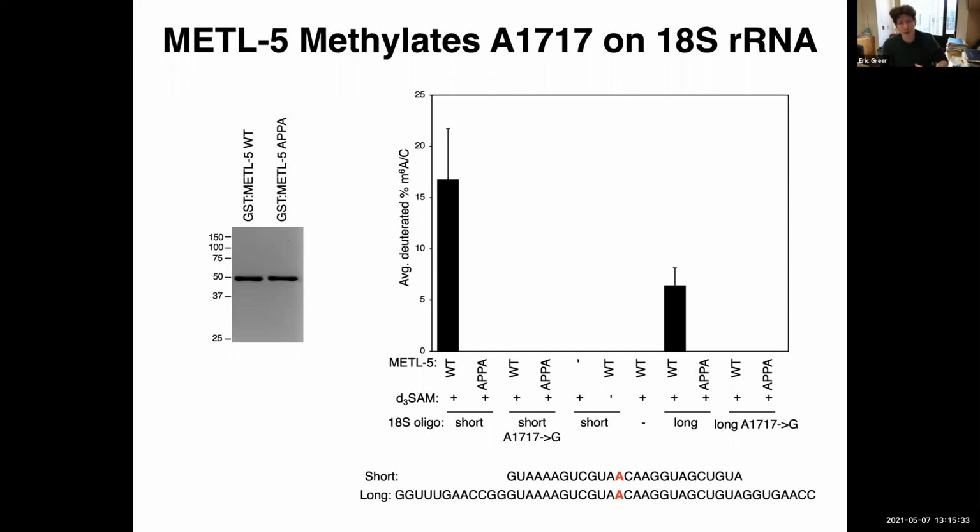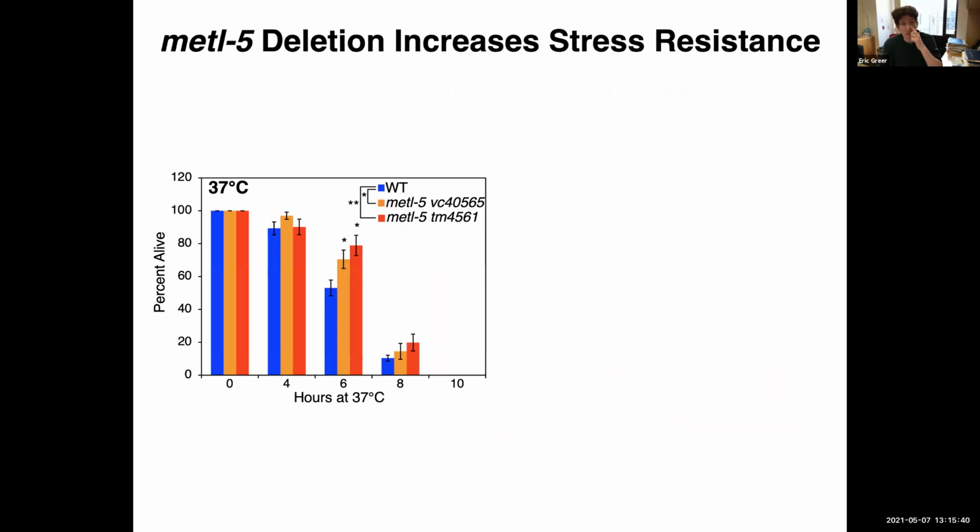Now we wanted to identify what the functional consequences of methylating this particular residue were. And if you recall from my introduction, I had mentioned how people had identified that ribosome heterogeneity played a role in responding appropriately to various stresses. And so what we did was we exposed the METL5 mutant worms to a battery of different stress assays and measured their survival. And what we found was that the METL5 mutant worms showed increased resistance.